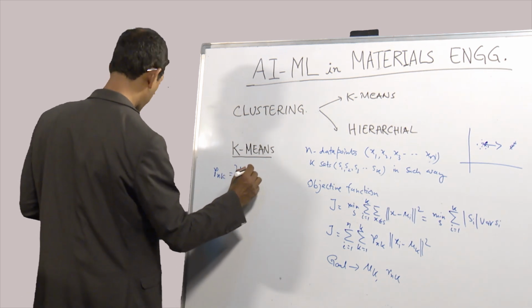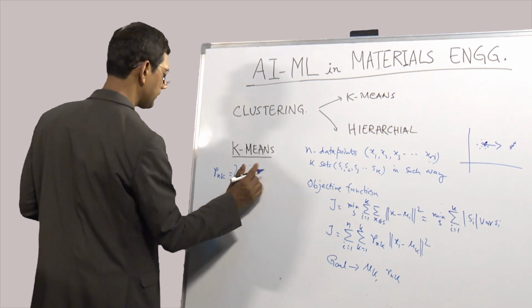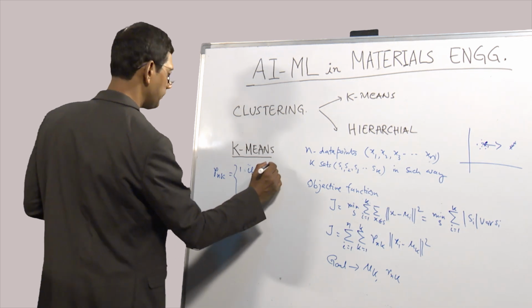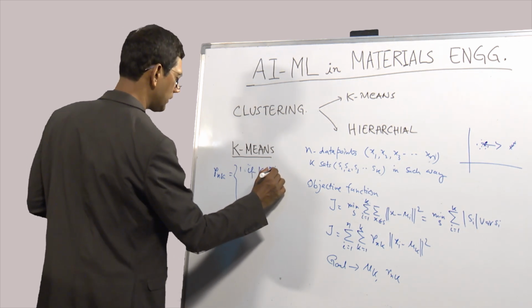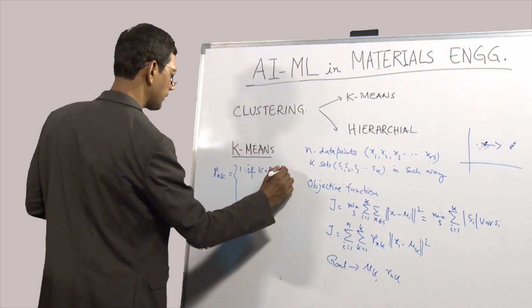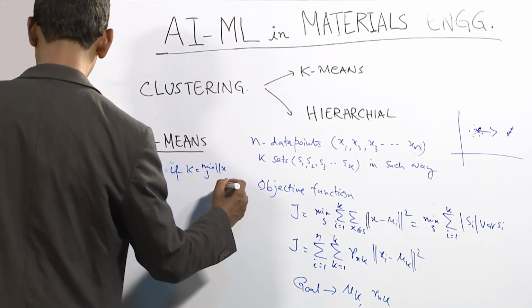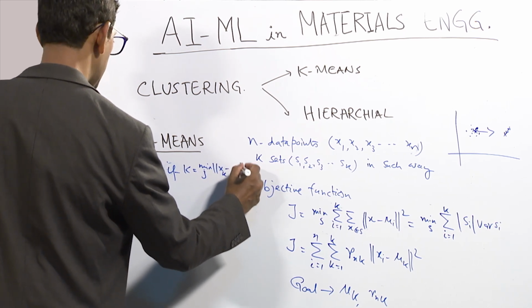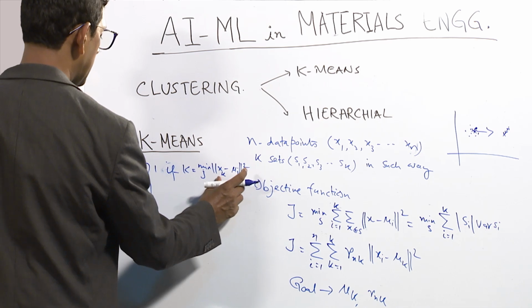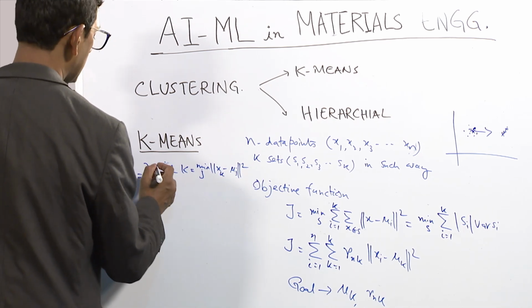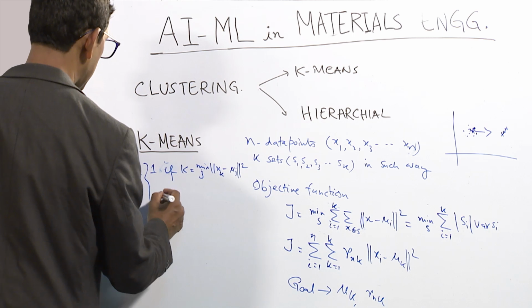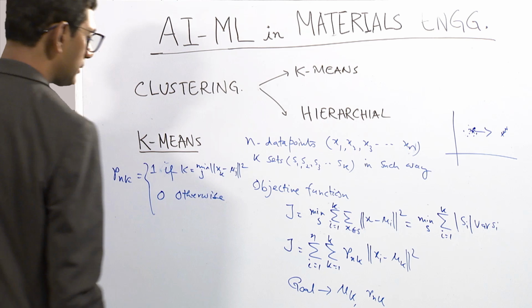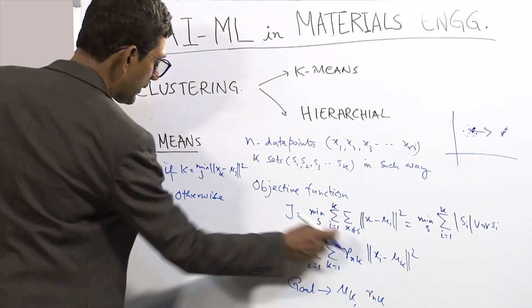we have already done that, k is the minimum over j of x n minus mu j whole square. If the distance is minimum, then Rn k becomes 1, that point belongs to that set. It is 0 otherwise. That is very simple. Since it is a linear function, we can do this.